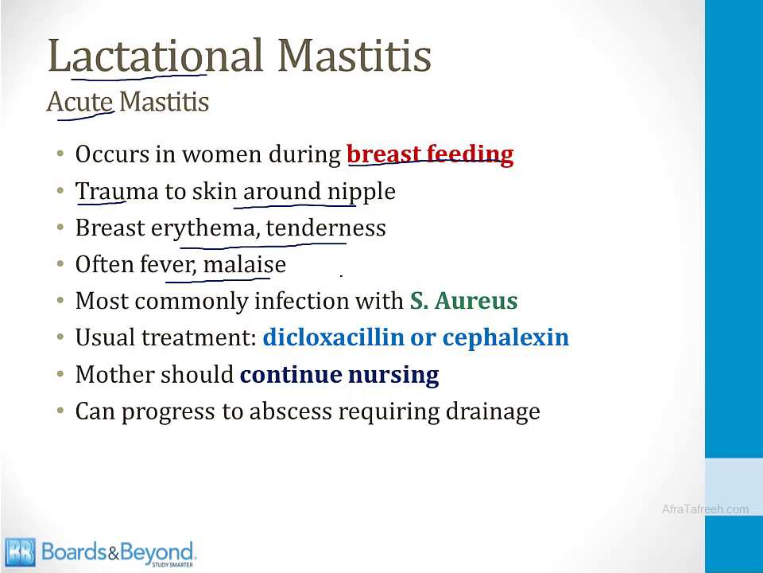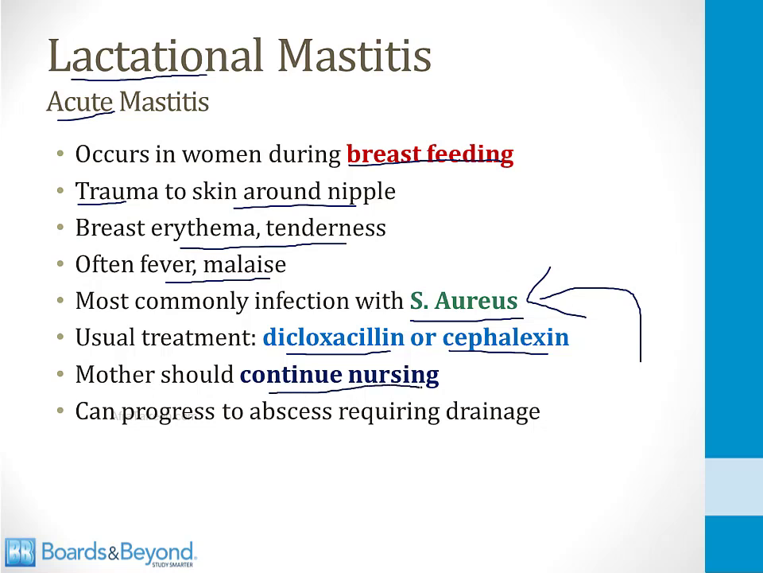Most commonly, this is caused by infection with Staph aureus, which, as you know, is a skin flora, and an easy way to think of this condition is that it's just like cellulitis of the breast. The usual treatments are the antibiotics dicloxacillin or cephalexin, both of which have activity against Staph aureus. And then two important things to know about this. One is that the mother should continue nursing.